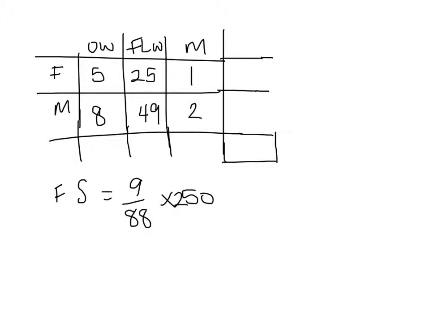All right, now my table is filled out, and when I add all of these numbers up, I get the magical 90, which is what I'm looking for. So the manager can clearly now choose from his office workers. He's going to choose 5 females and 8 males. He's going to choose 25 females for the floor workers, 49 males, 1 female from the managers, and 2 males. And that is basically how you use stratified sampling to work out how many people you're going to choose.